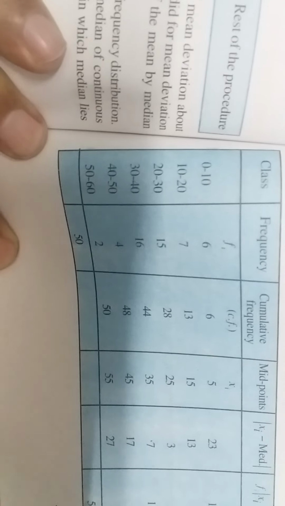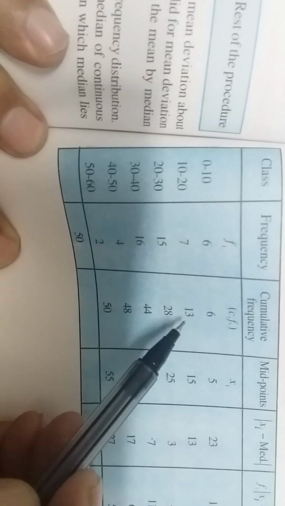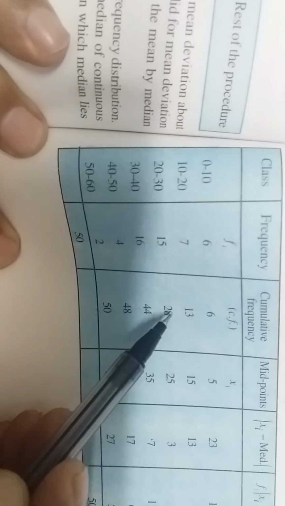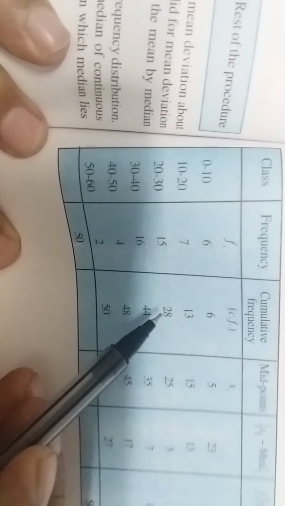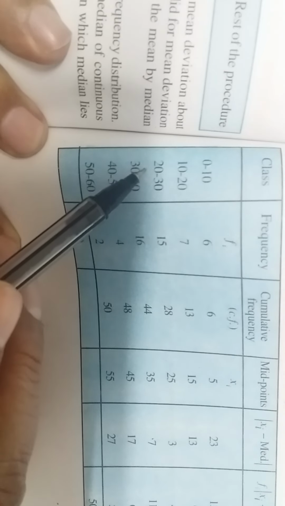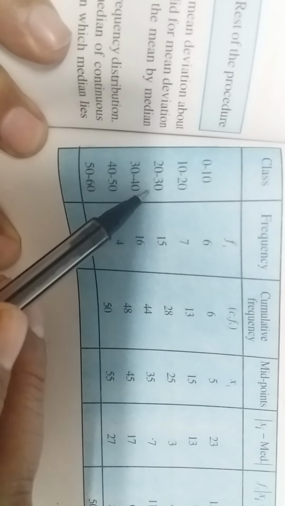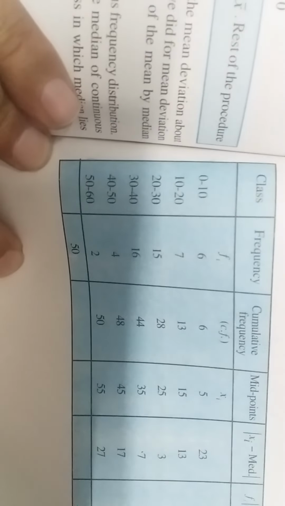So with respect to 25 in cumulative frequency, if we see, 25 lies here. Up to here it is 13. So 25 lies in 20 to 30. So median class will be 20 to 30. This is our median class.